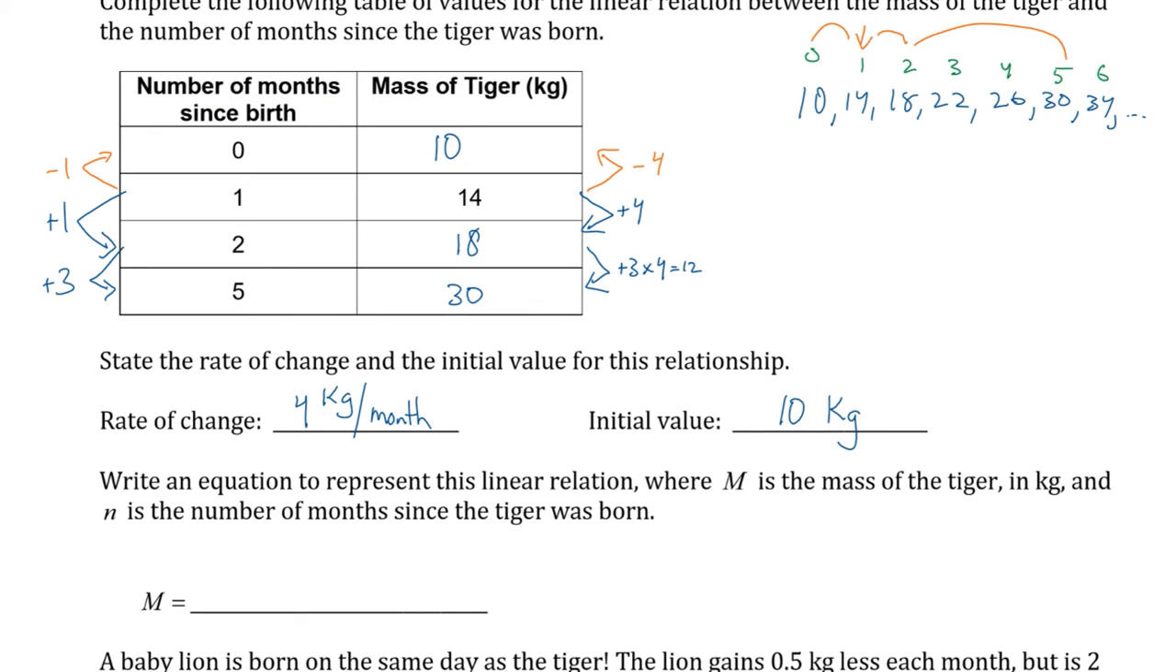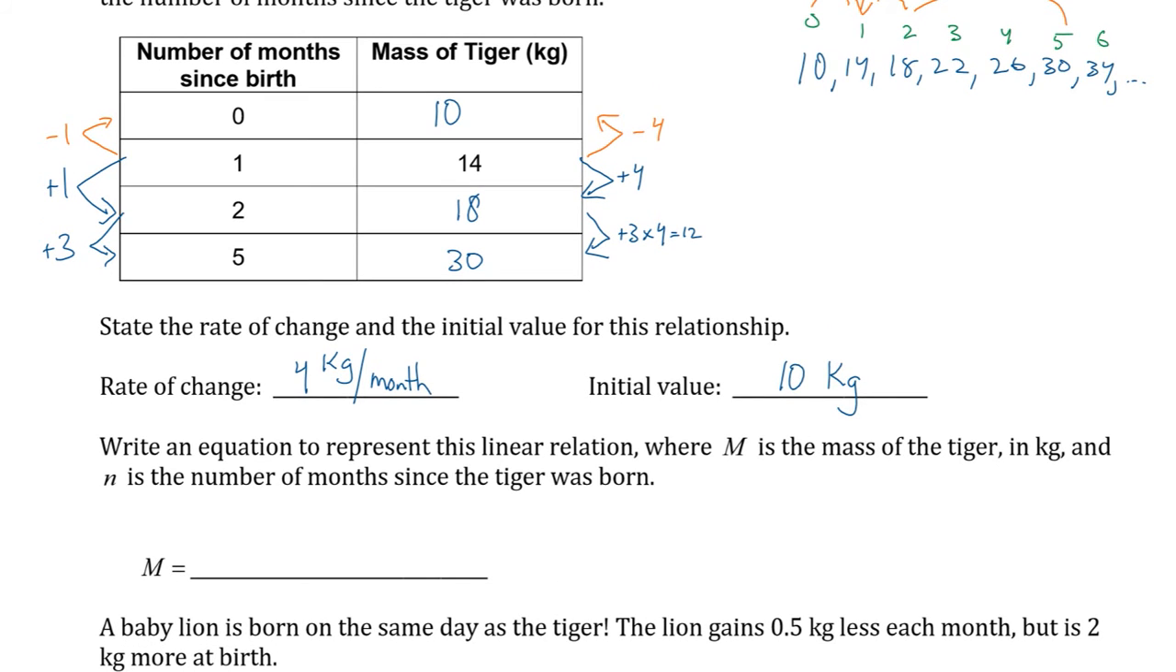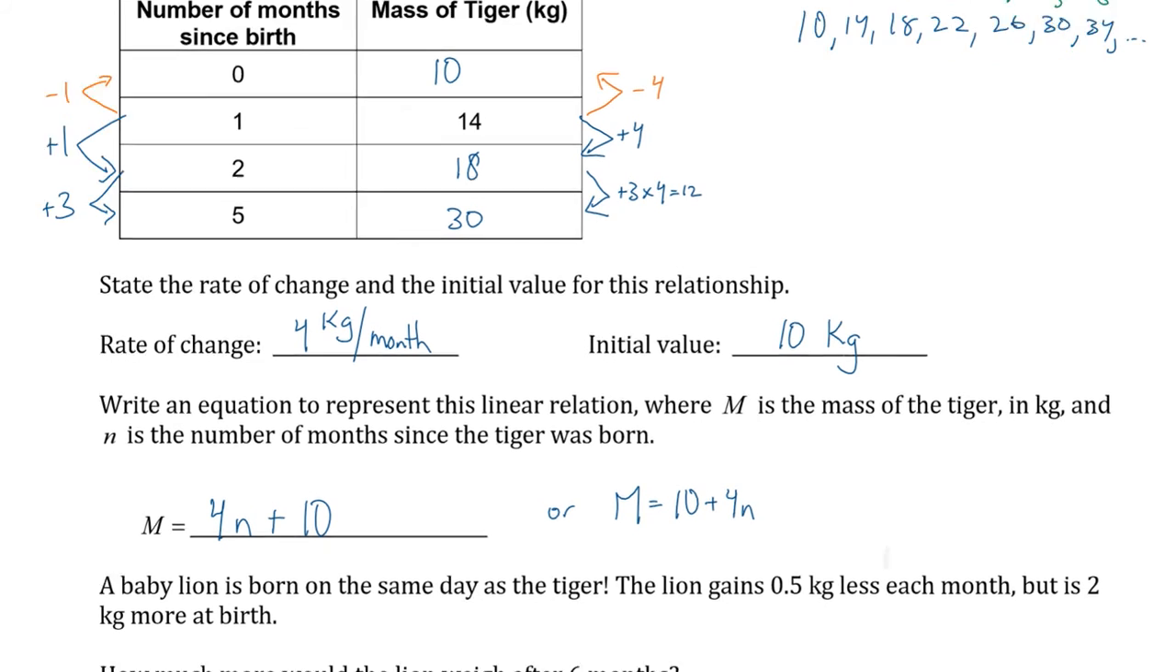Write an equation to represent this linear relation where m is the mass of the tiger in kilograms, n is the number of months since the tiger was born. So m equals 4 times n, the number of months, plus the initial amount, which is 10. Okay, or m equals 10 plus 4n. Some people write it one way, some people write it the other.